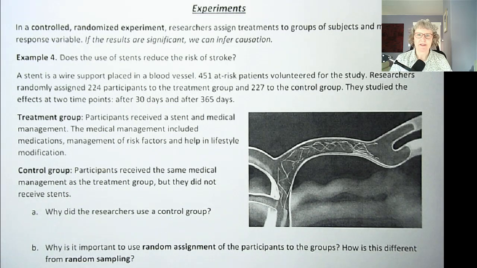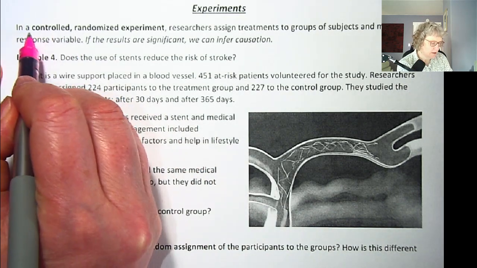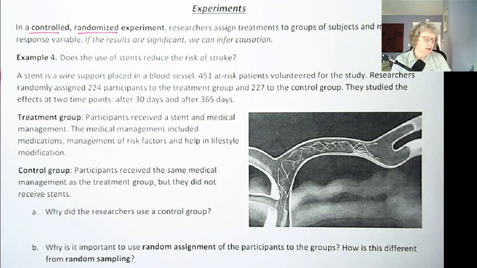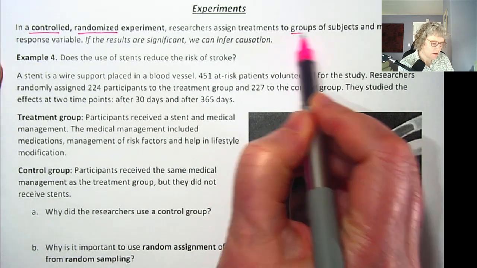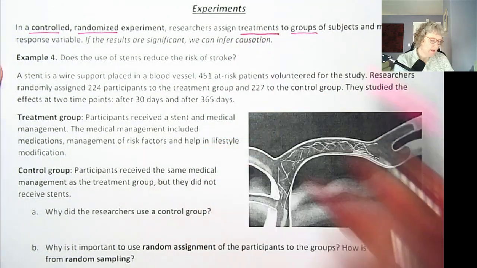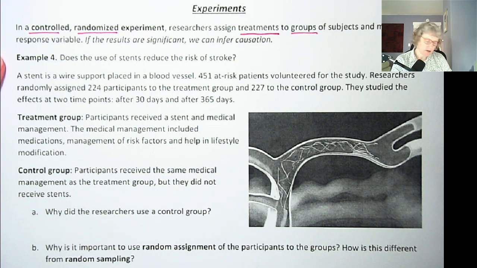Hi, this video is about experiments, so we will learn some vocabulary around experiments and look at an example. So first of all, in a controlled randomized experiment, and we'll talk about what all these mean, controlled and randomized, researchers assign treatments to groups of subjects. Okay, so we're going to have different groups. We may have different treatments, and then they measure a response variable.